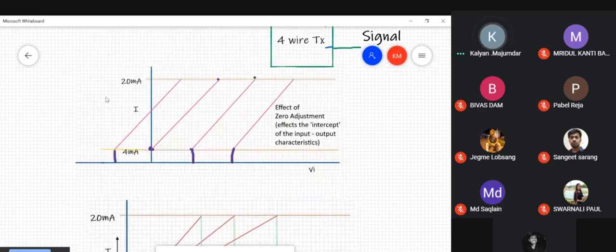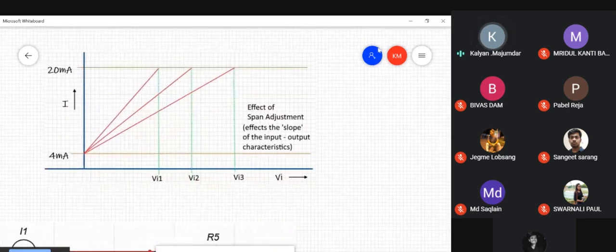Here the slopes are identical, the intercepts are different. So zero adjustment means you're altering the intercept of the line that represents input-output characteristics. Span adjustment means you're altering the slope of the line that represents the input-output characteristics.